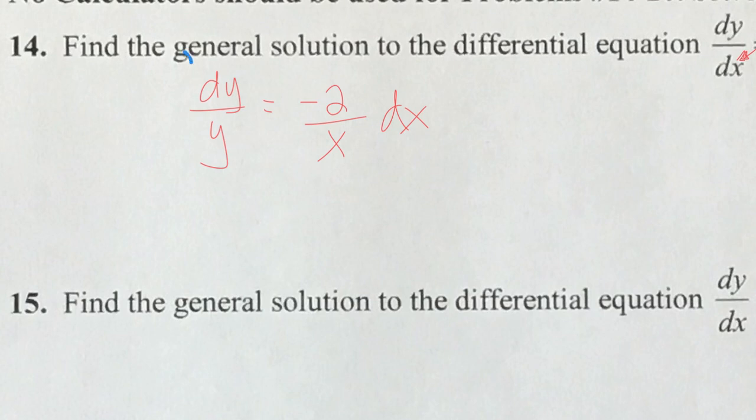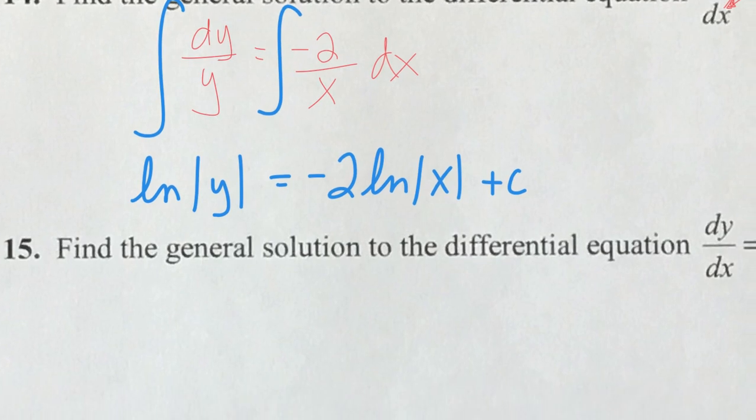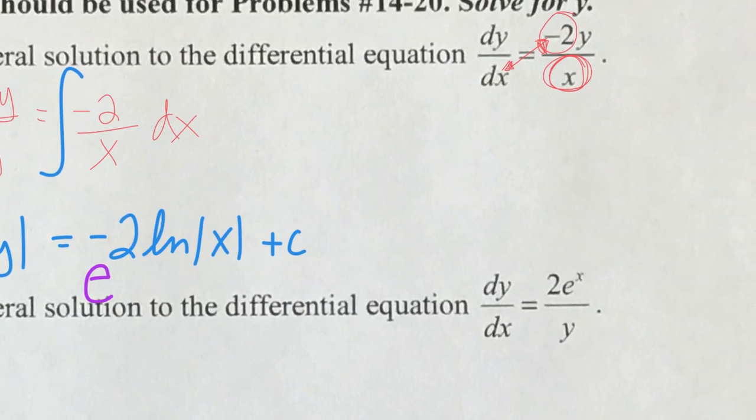Now we're going to integrate both sides. And the antiderivative of 1 over y is natural log of the absolute value of y, so we make sure that we keep it positive. And over here we get another natural log, negative 2 natural log of x plus c. Okay, so there's the antiderivative. Now we're going to continue and we're going to exponentiate. That's how we get rid of these natural logs. Okay, exponentiate them. Make them into exponents.